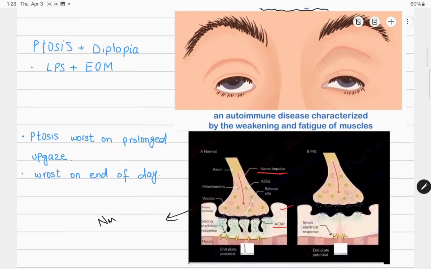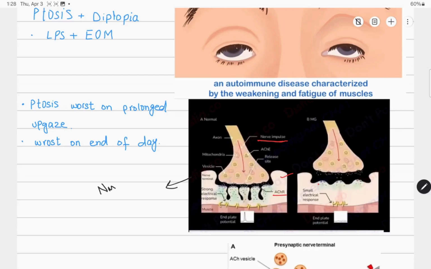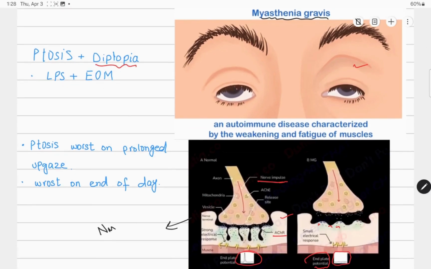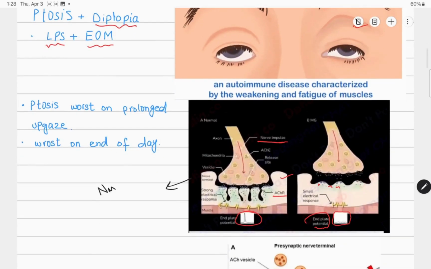But in myasthenia gravis, some antibodies are produced that affect the acetylcholine receptor. So when the nerve impulse reaches, the end plate potential in this case is very large, but in this case it is very small, so the muscles can't work properly. In this case we will see ptosis, and diplopia is also present, because the normal alignment of both eyes is disrupted. Myasthenia gravis affects the levator palpebrae superioris and the extraocular muscles also. There are two main points about myasthenia gravis: the ptosis worsens on prolonged upward gaze, so if the patient looks upward for a long time, the ptosis will worsen, and it also worsens at the end of the day.